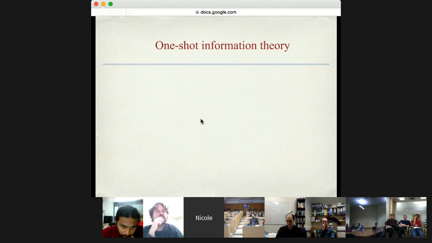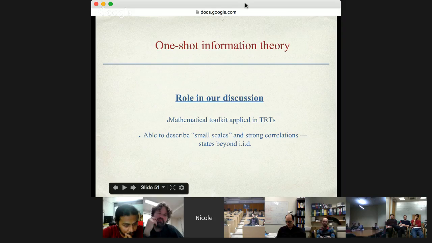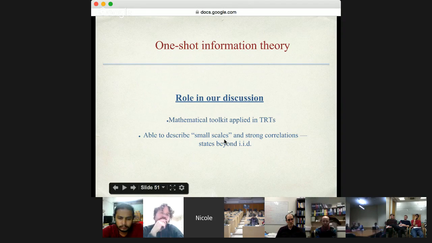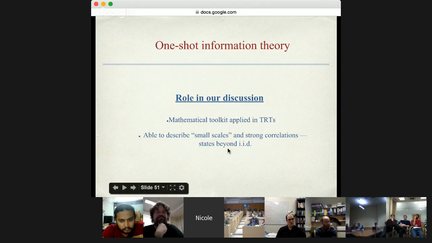Now that I've introduced resource theories and thermodynamic resource theories, I'd like to introduce one-shot information theory, which is a mathematical toolkit applied to thermodynamic resource theories and all sorts of other settings. It's useful for describing small scales in some sense that I hope we will clarify during the course of this talk or in the Q&A afterward, and also strong correlations. Entanglement is a strong correlation, so it's one reason to have this in a Q+ talk. And also states that are not necessarily independent and identically distributed.